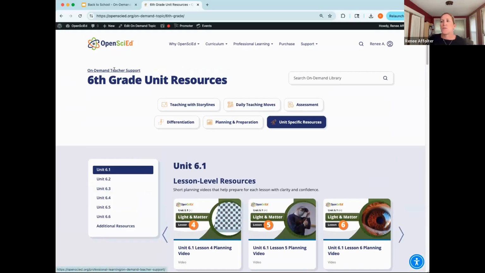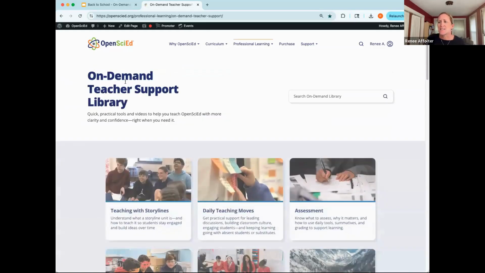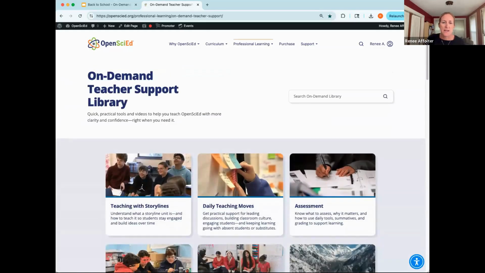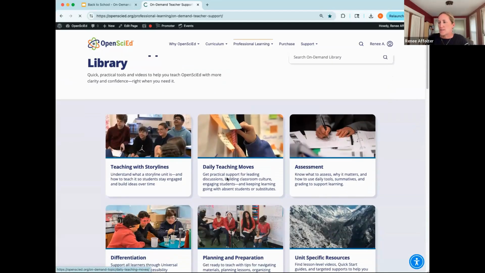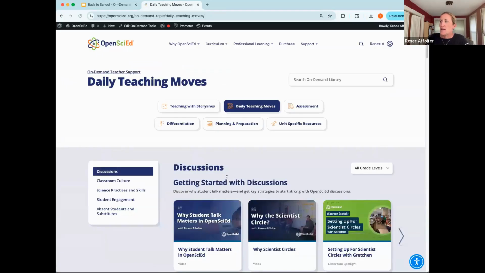But let's go back to the main library and see if we can see those resources again that we mentioned were in every single part of our library. So I'm going to go on to daily teaching moves. And one thing I want to notice first is that up here at the top, I can always navigate to a new topic up here.